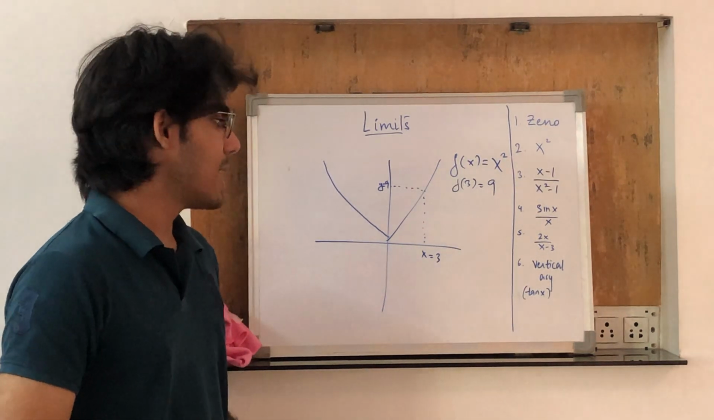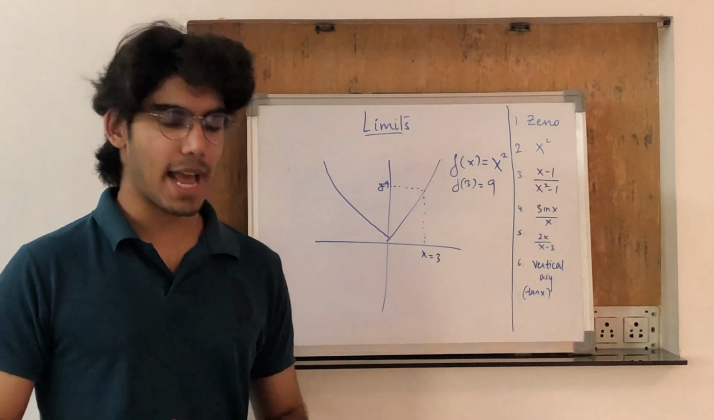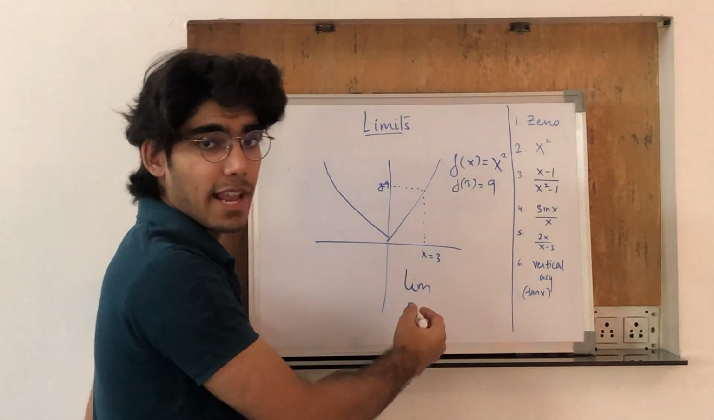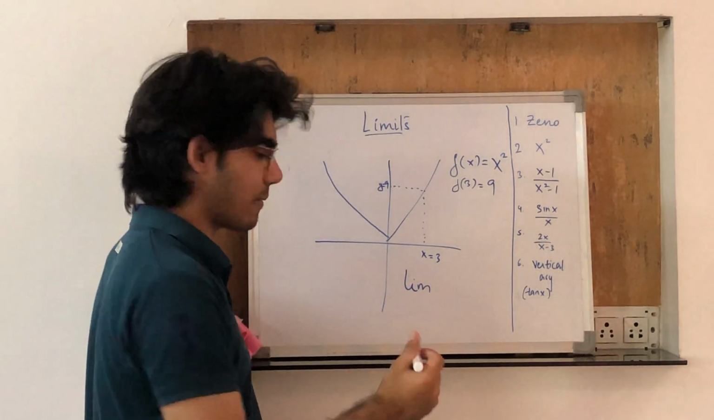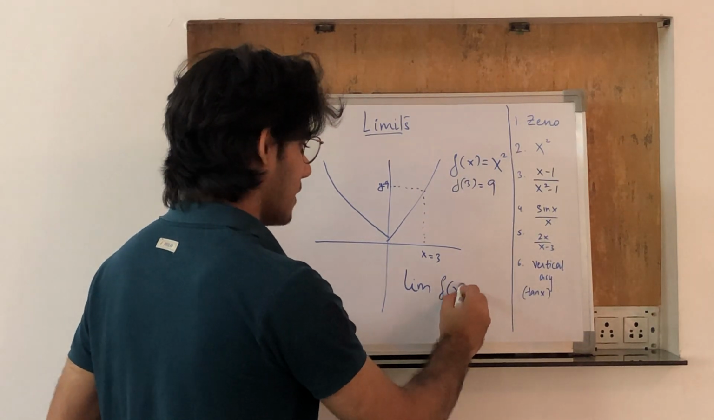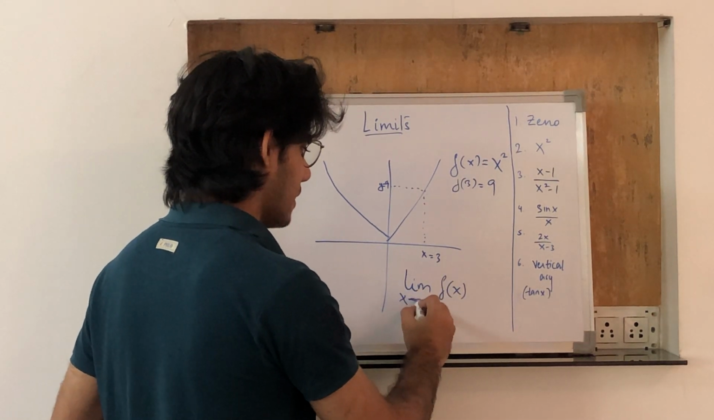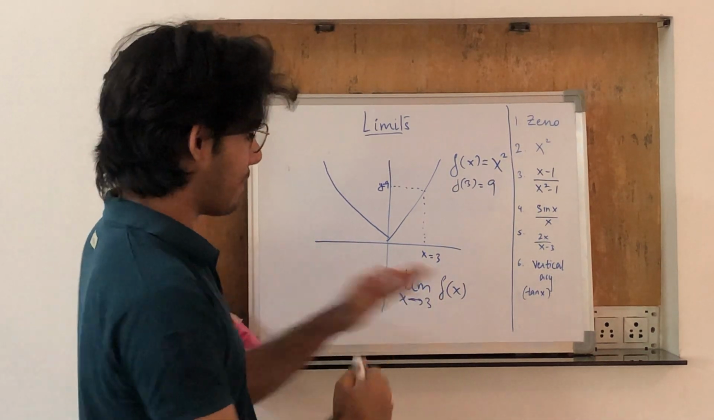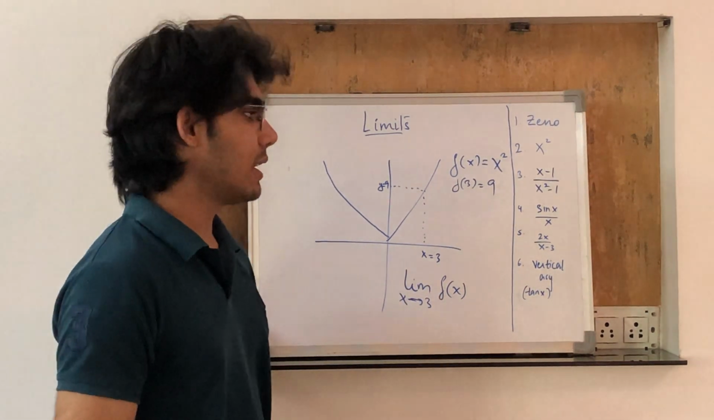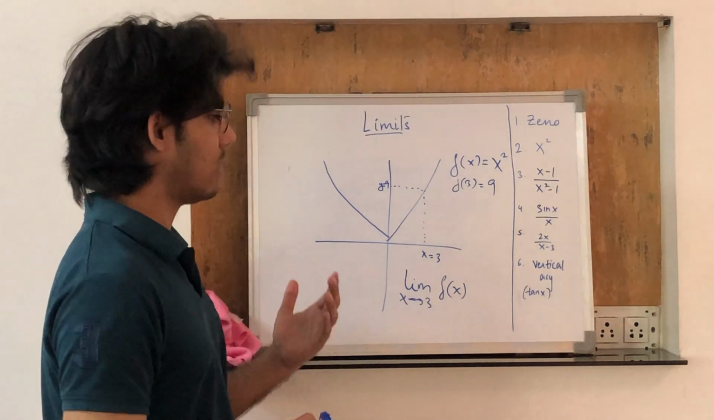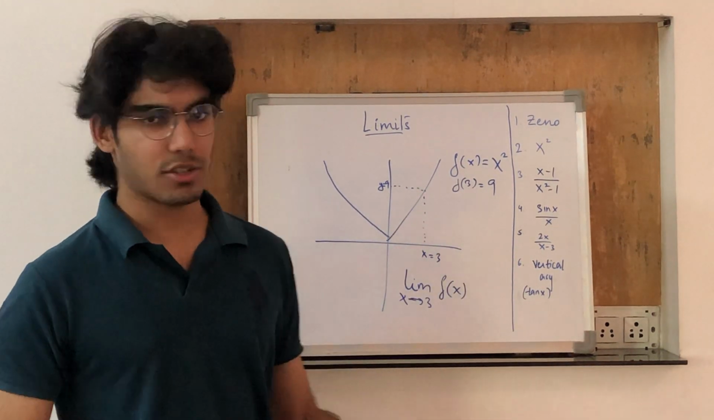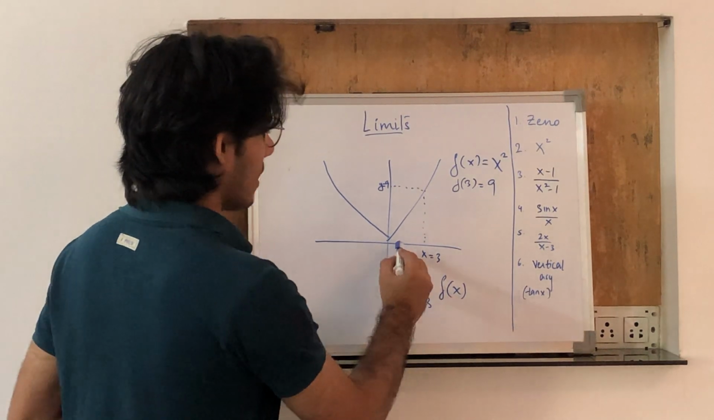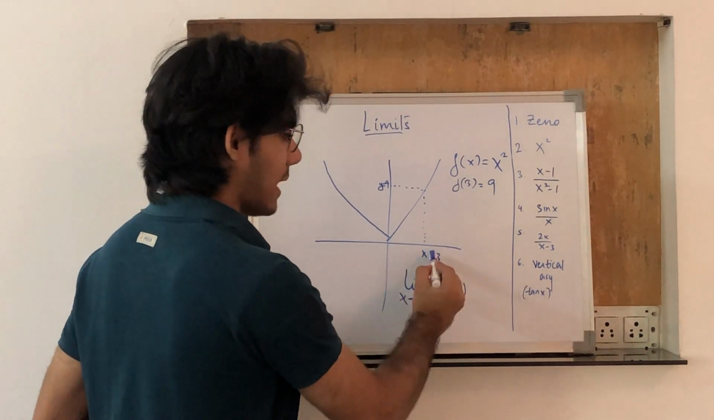But okay, what if I ask you, what is this? This is lim, the short form for limit. The limit of f(x) when x tends to 3. This is an arrow, so x is approaching 3. And you may ask, x is approaching 3 from which direction? Is it from the left-hand side or from the right-hand side? It makes sense because you can approach 3 from this side or from that side.